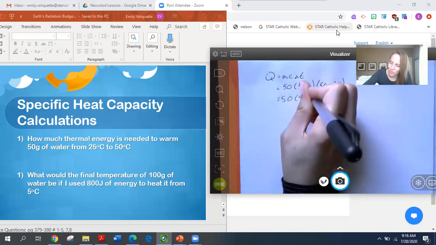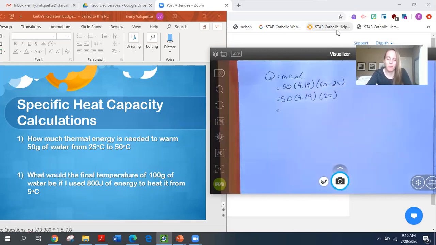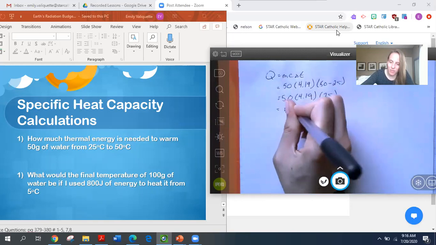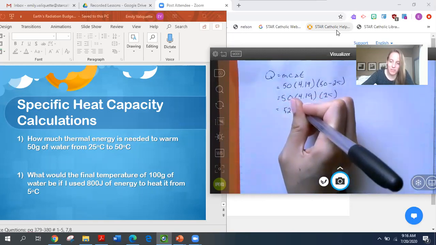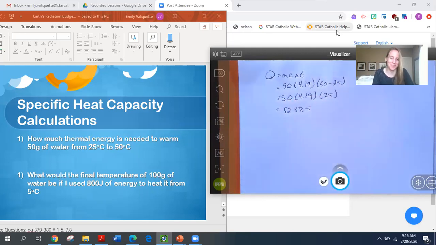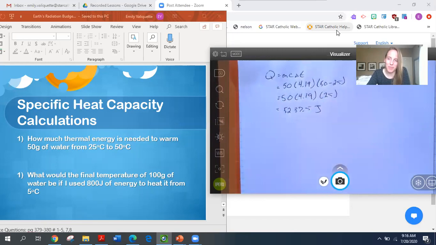I'll do that part first, which is just 25, and then we'll multiply those together. So 50 times 4.19 times 25 is 5,237.5. Didn't see that decimal in there. And our units would be joules when we're talking about energy. Okay, so pause here and see if you can calculate the second one on your own.